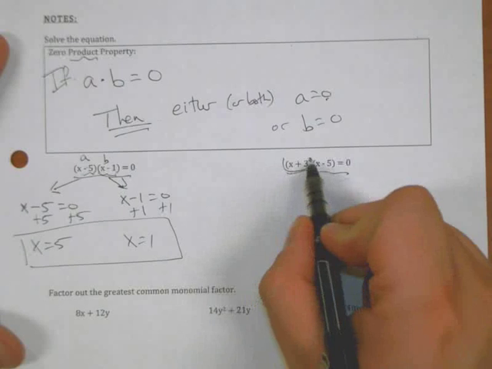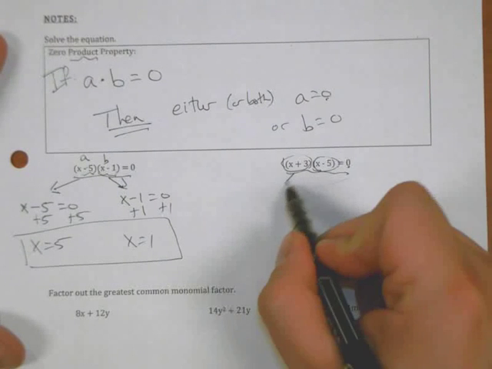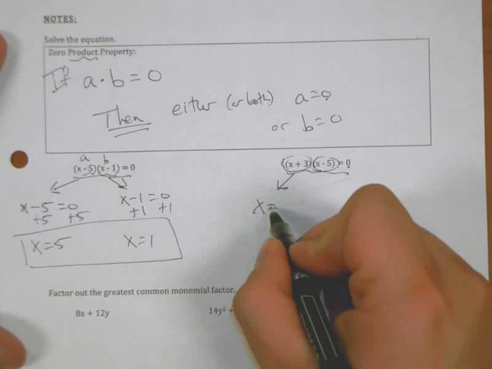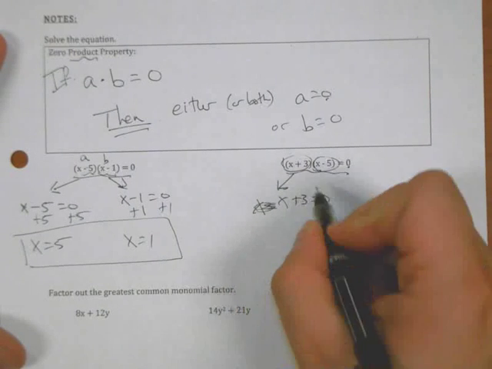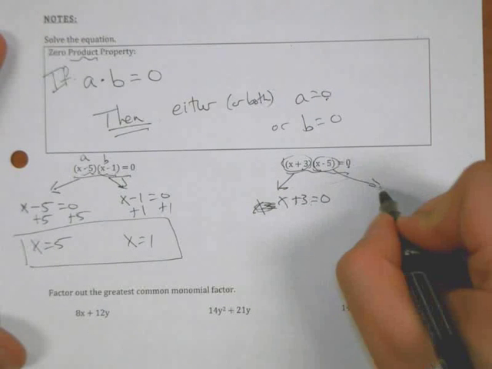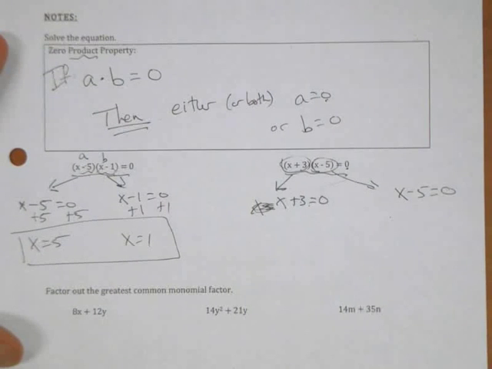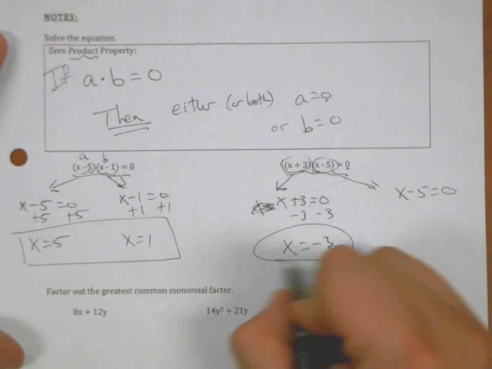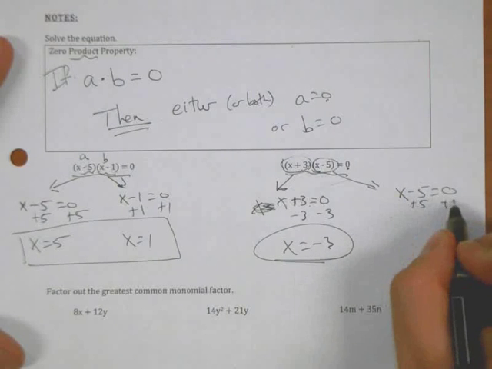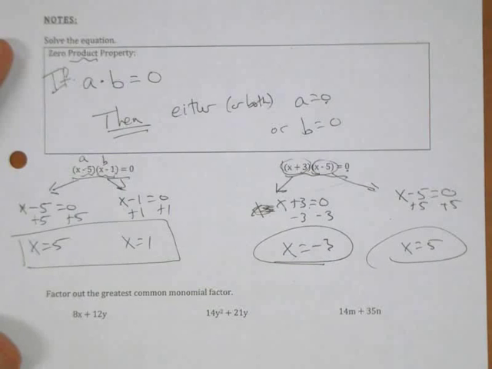Okay, we'll try it again. Here are two things multiplied together, and their answer is 0. So what made the first group 0? Well, we can do that by just writing a one-step equation. x plus 3, maybe that was 0. Or maybe x minus 5 equals 0. Well, subtract 3 from both sides. One answer is x is negative 3. How about add 5 to both sides? Maybe another answer is 5.